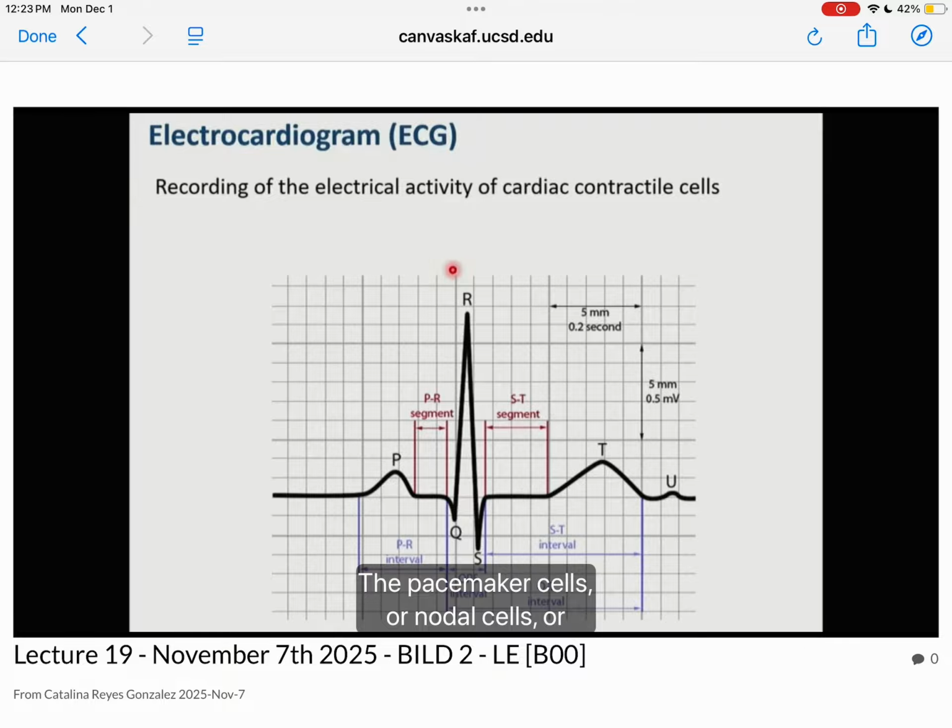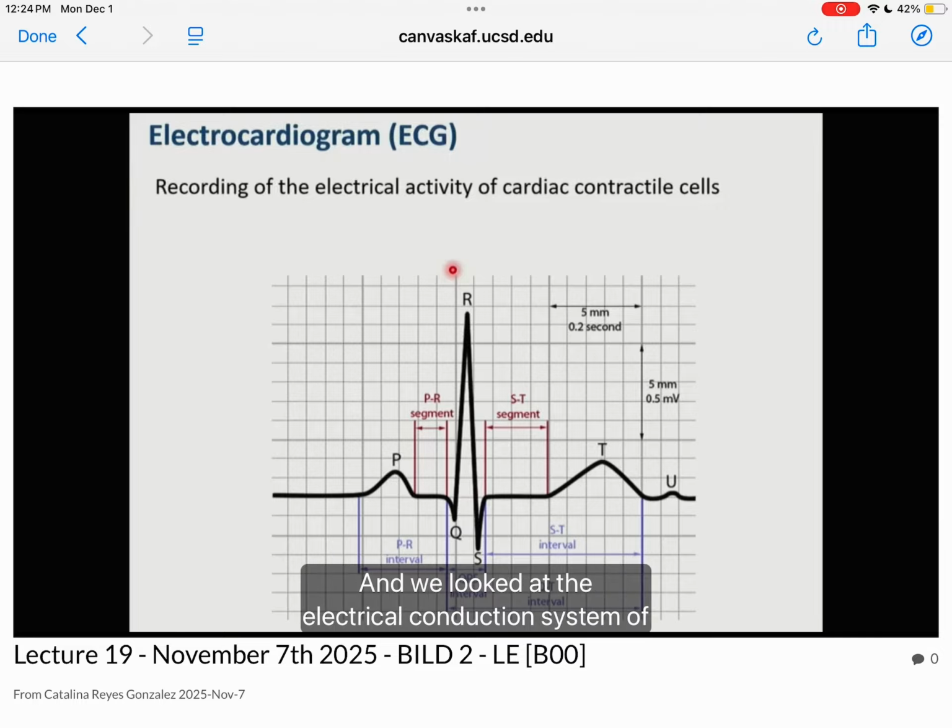The pacemaker cells or nodal cells or autorhythmic cells, however you want to call them, they don't generate a force of contraction. They don't have sarcomeres. They're too small and they're too few. Only 1% of your heart is made of those pacemaker cells. But they have the important role of initiating that depolarization. They spontaneously depolarize, and that action potential moves to cardiac muscle cells or myocardial cells through gap junctions.